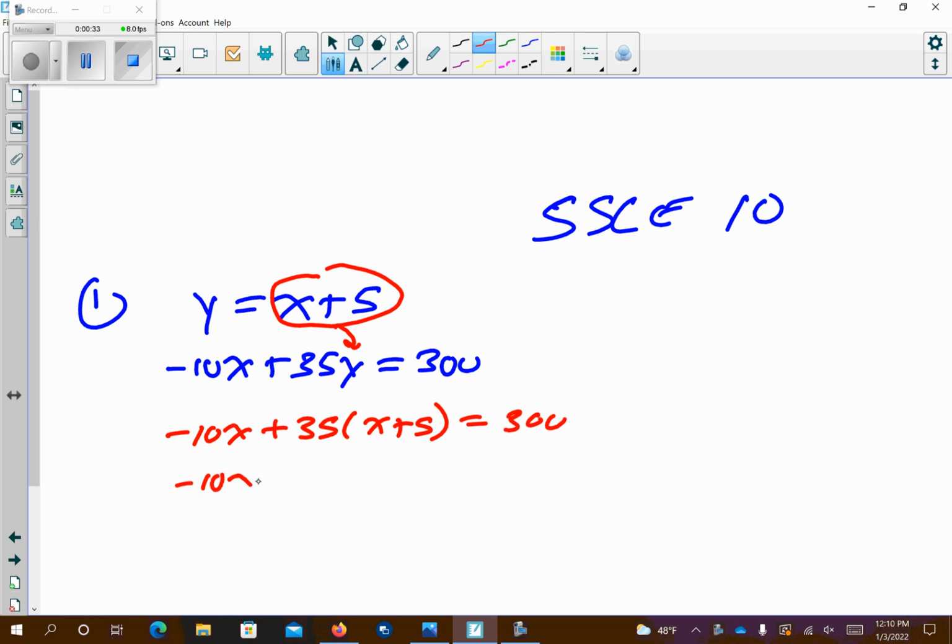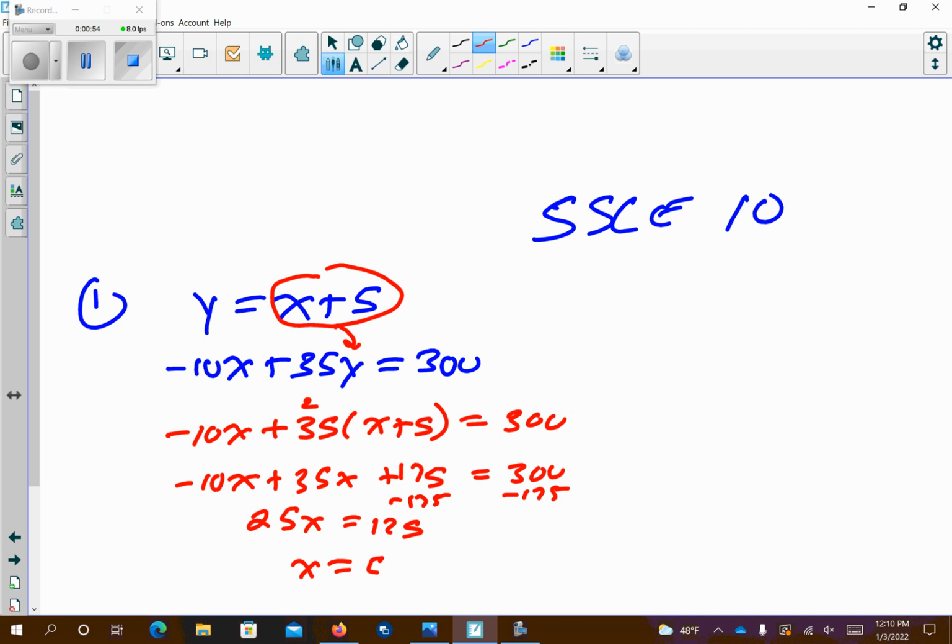So I get negative 10x plus 35x, and 35 times 5, that's 5, carry the 2, 15, 175 equals 300. So that's going to give me 25x, subtract 175 from both sides. That's going to give me 125. Divide each side by 25, so x equals 5. So there's my first answer.